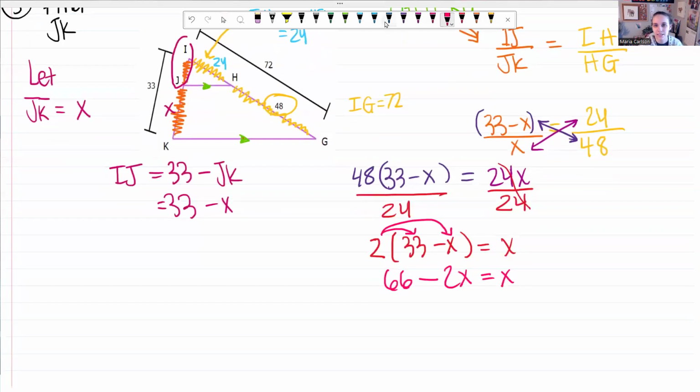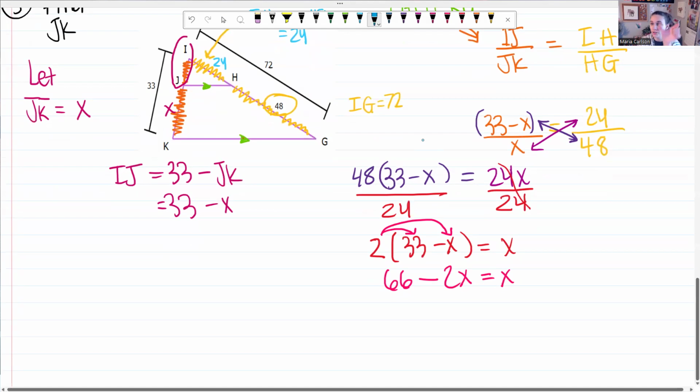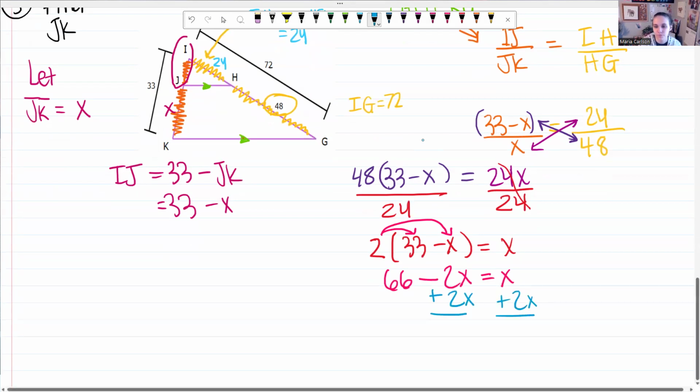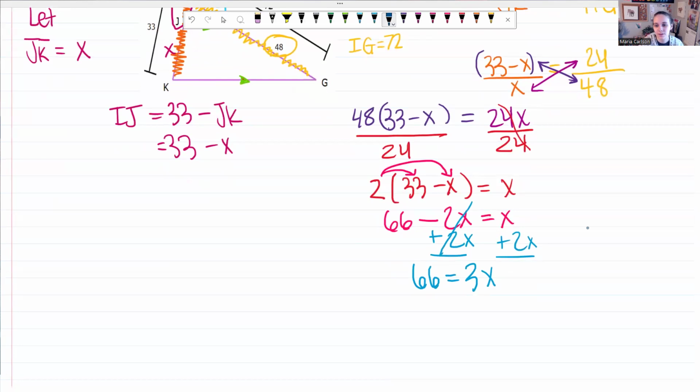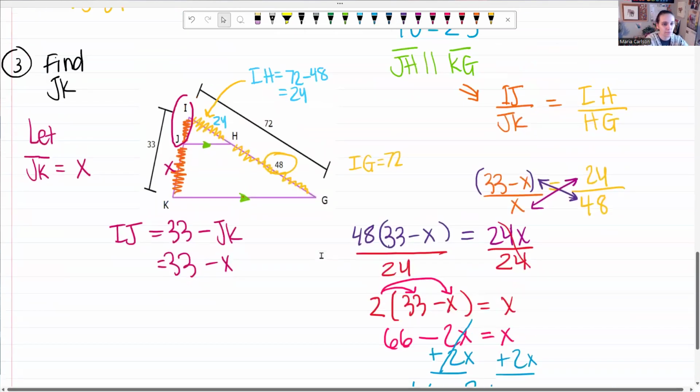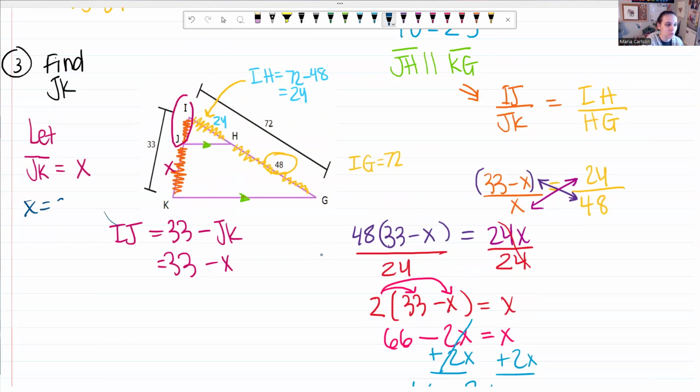Almost done, almost done. My next step here is going to be to move the negative 2X over to the other side. So I'm going to have to add 2X to both sides, doing the opposite of the subtraction. So the negative 2X and positive will cancel out, and we get 66 is equal to X plus 2X is 3X all together. And almost done, last step is to simply divide by 3. So when we divide by 3, that tells me that X is 66 divided by 3, or 22. And remember, X is what we used for JK. So if X is 22, then I know JK is 22.